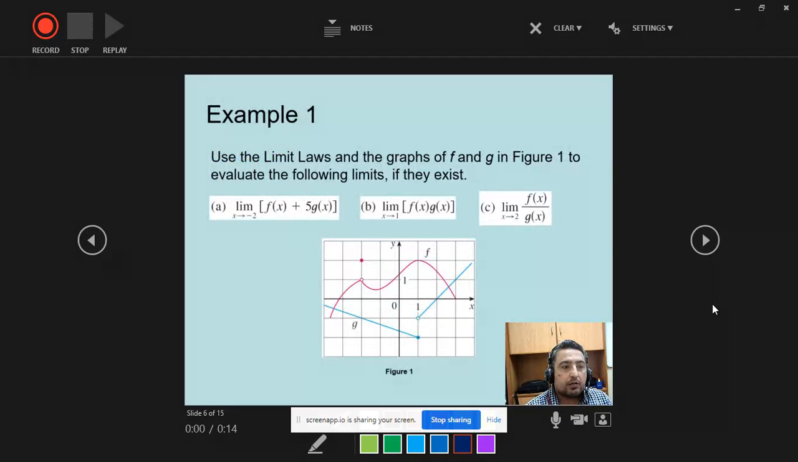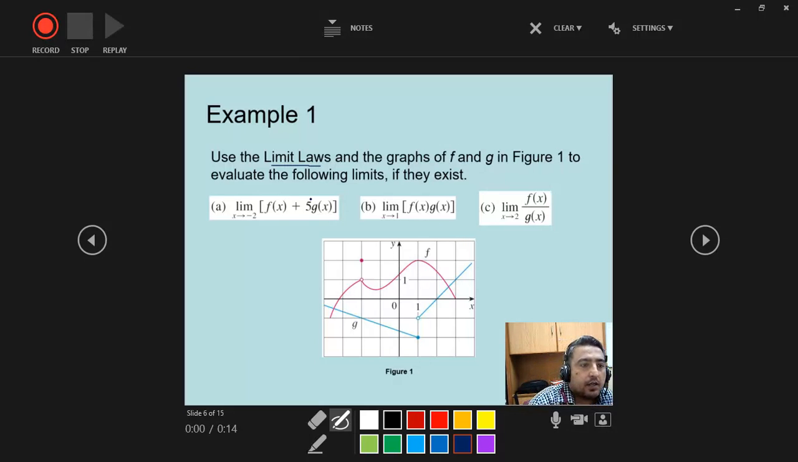And now this is example one. First you have to look at the graph, right? f of x is the purple line, and g of x is the blue line, which is a discrete function defined by these light blue lines. Now use the limit laws and the graph of the functions. So the function is given in graphical form, in the figure, to evaluate the following limits.